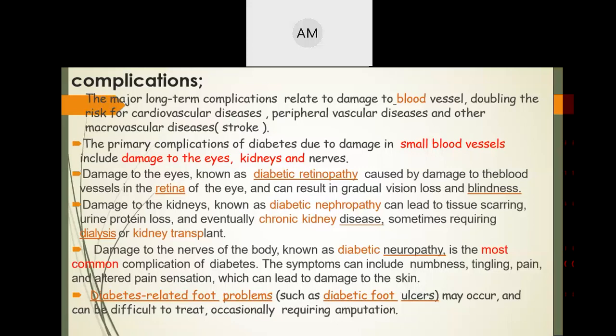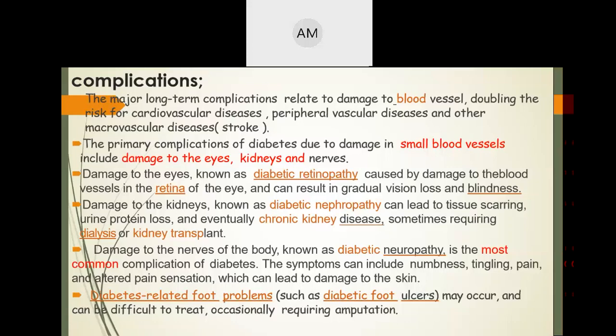Second, the primary complications of diabetes due to damage in small blood vessels include damage to the eyes, kidneys, and nerves. Definitely, when the glucose is too much, it moves to the eyes. The kidneys try to excrete the excess glucose, but they cannot, so it leads to nephropathy. It damages the nerves also, and it leads to neuropathy. Damage to the eyes, also known as diabetic retinopathy, is caused by damage to the blood vessels in the retina of the eye, and it can gradually result in vision loss and blindness.